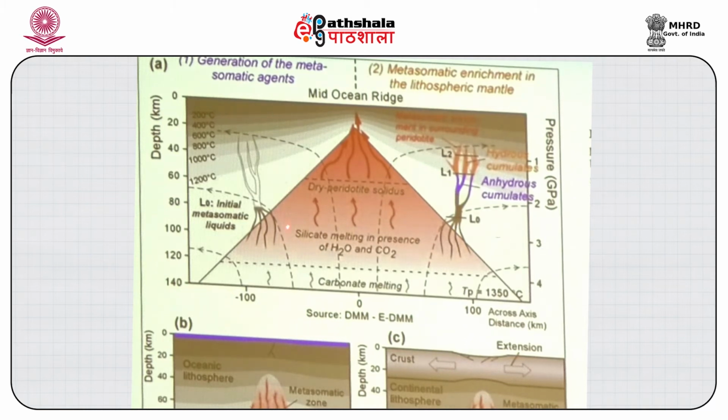But at the same time, there will also be melting taking place at different levels, which will not go out as mid ocean ridge basalt, but will be in the form of fluids. It will be enriching the rocks around this, the country rock, through the fluids or through low degree partial melt, which will change the nature of the depleted mantle to enriched mantle.